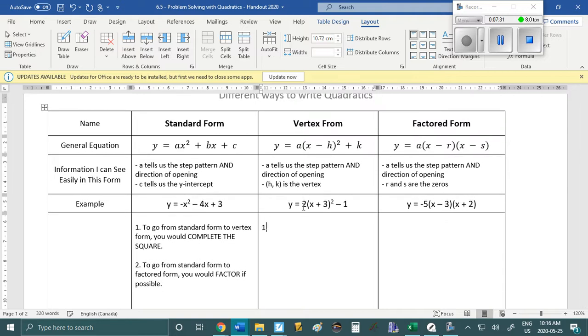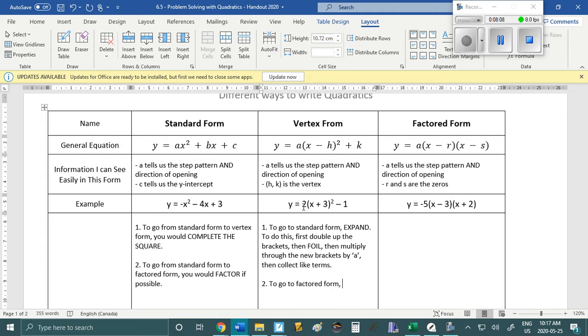And let's talk about vertex form. So the first thing we'll do, we will go back to standard form. So to go to standard form, expand. Put my comma in there. I don't know if it's an appropriate place for a comma or not. And so to do this, first double up the brackets, then FOIL, then multiply through the new brackets by A, then collect like terms.